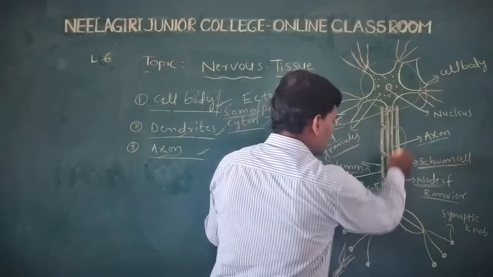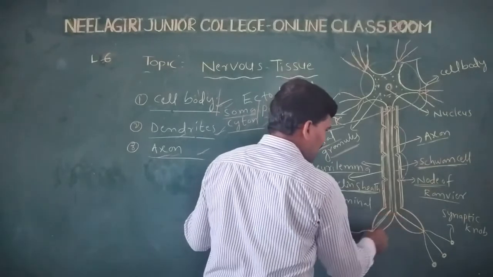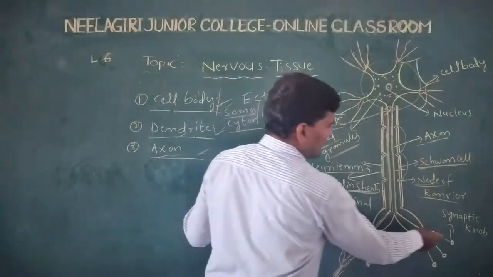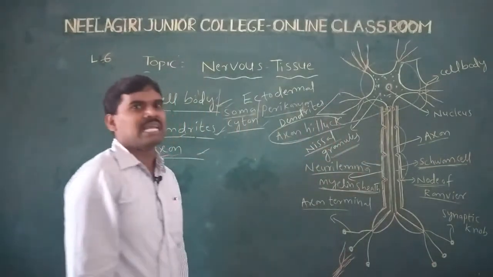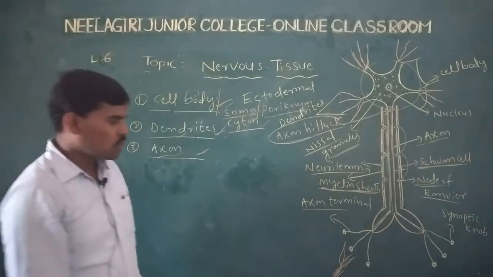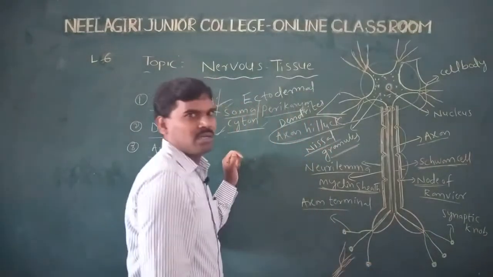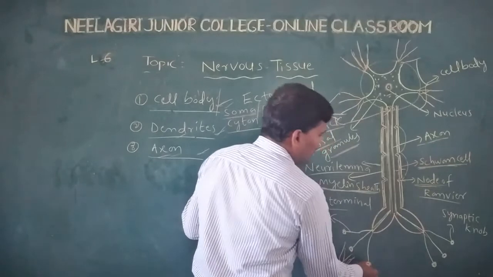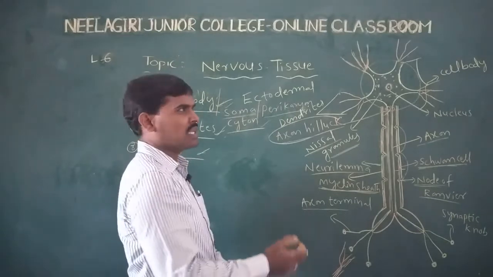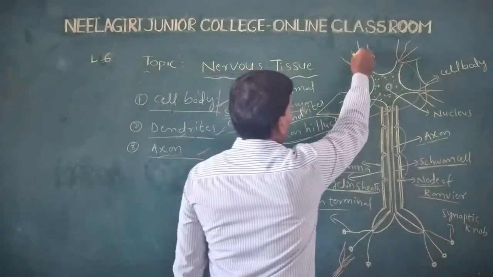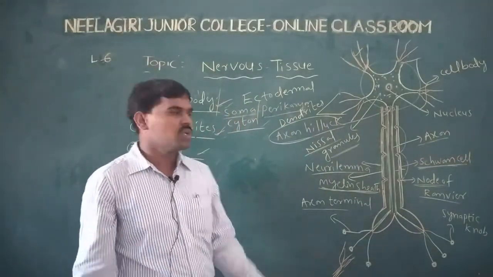Finally, the axon ends in axon terminals, forming synaptic knobs, which are end bulbs. The neurotransmitters in the synaptic knobs are released, and the nerve impulse passes to the dendrites of another neuron.